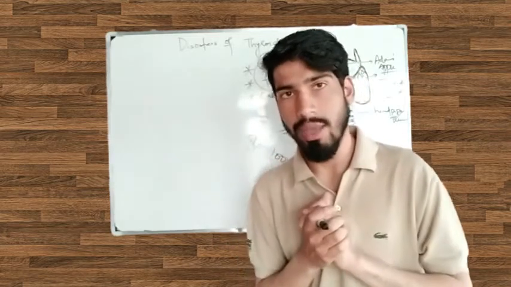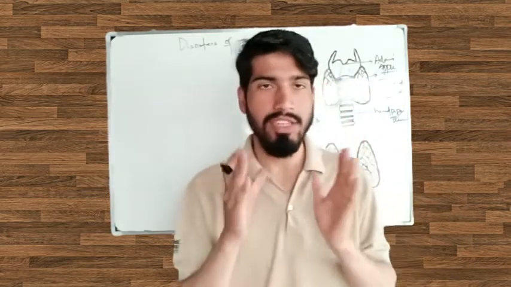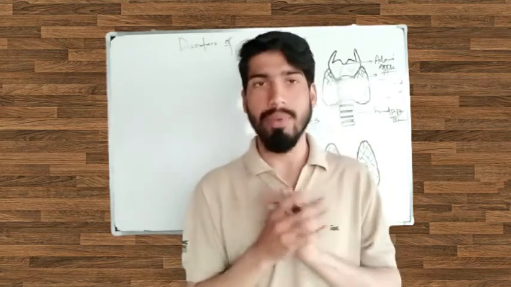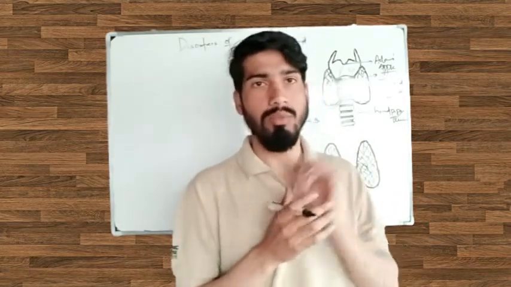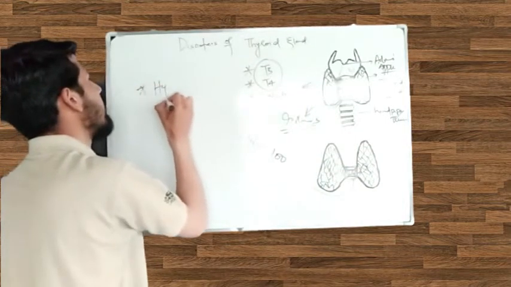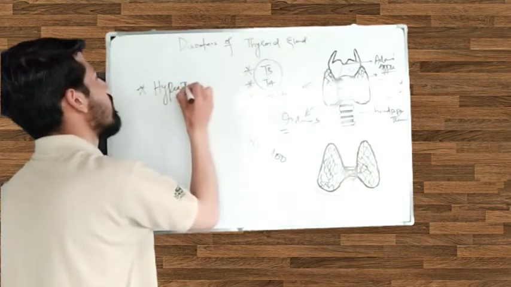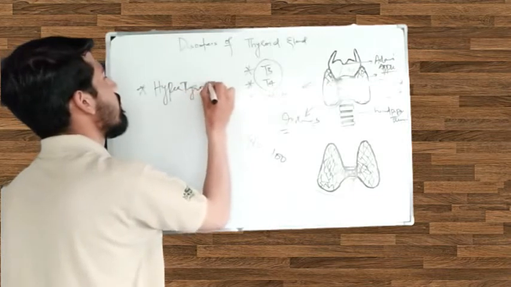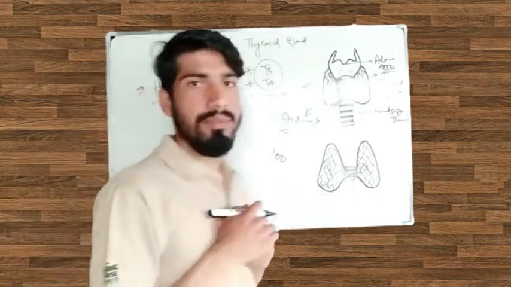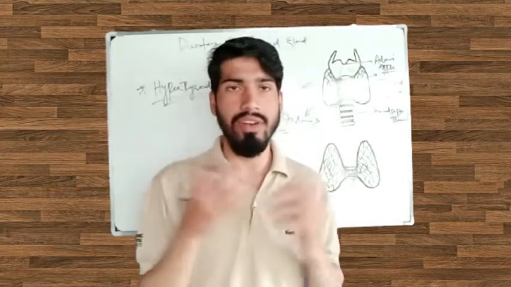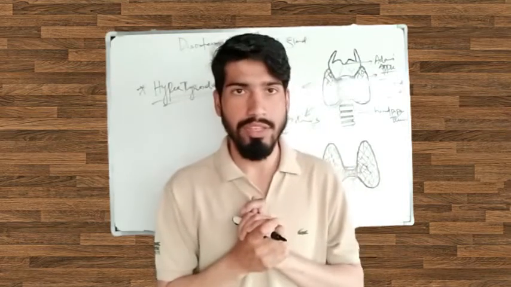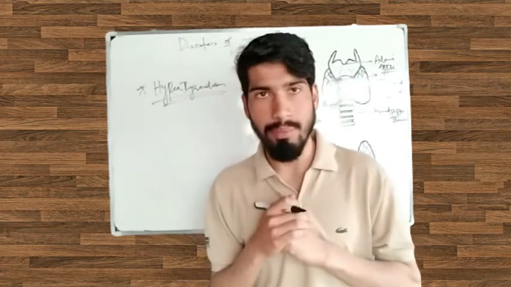Hyperthyroidism means the thyroid gland releases these hormones above the normal range. In hyperthyroidism, the thyroid gland releases these hormones above the normal range, so the condition is called hyperthyroidism.